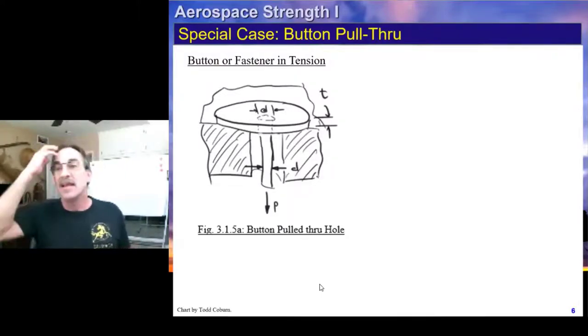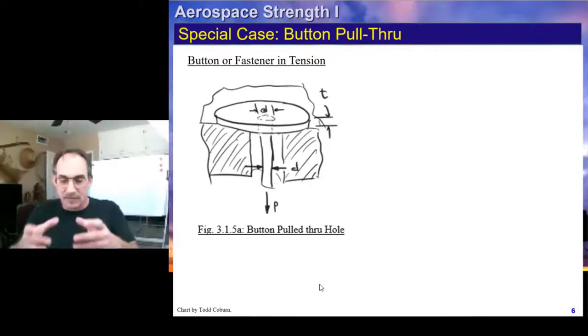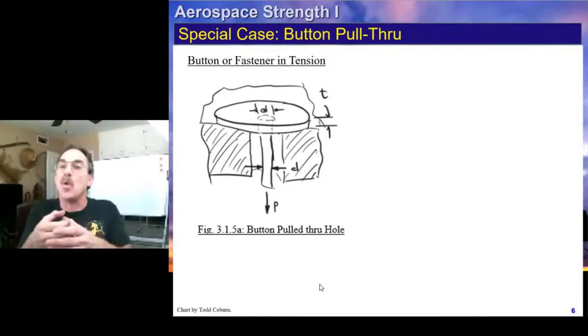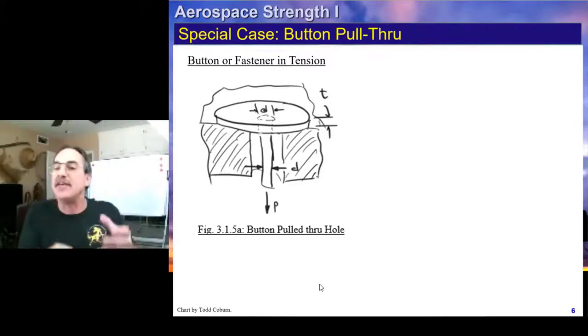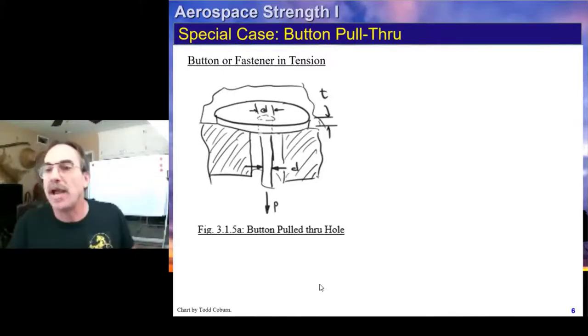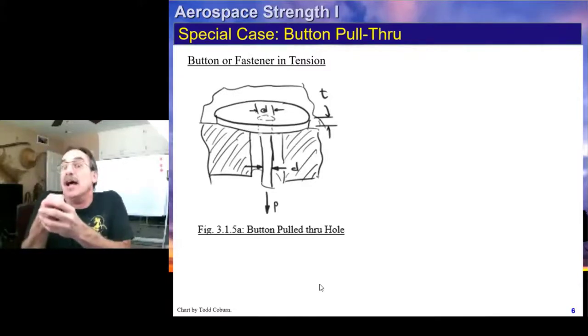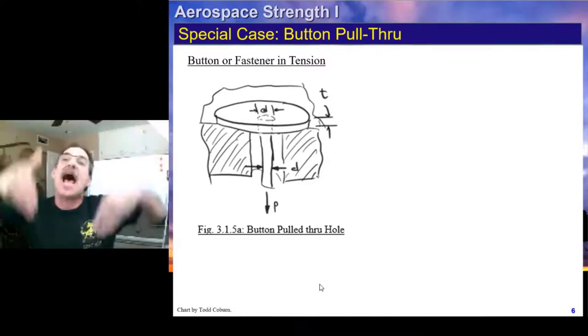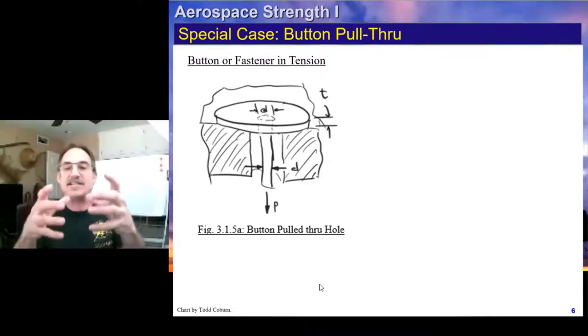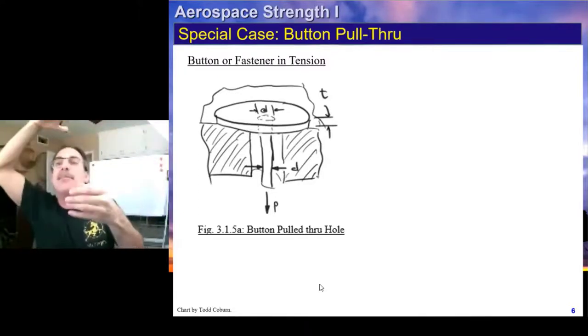For example, imagine a button. This little thing has a head and it has a little shaft. And let's say there's a hole and you're trying to pull it through. You can think of countless situations like this, right? Like let's say you have an umbrella and you fall through the ice and there's no water below the ice. And so you fall down until the umbrella grabs the hole, right?